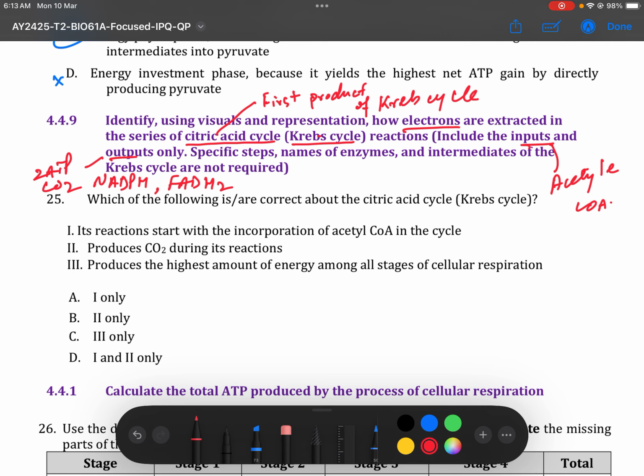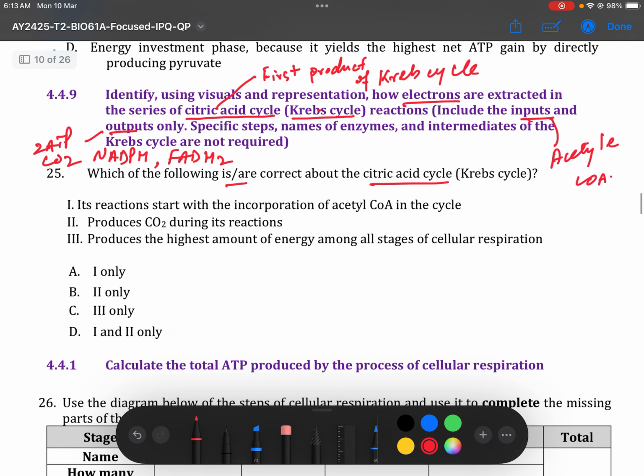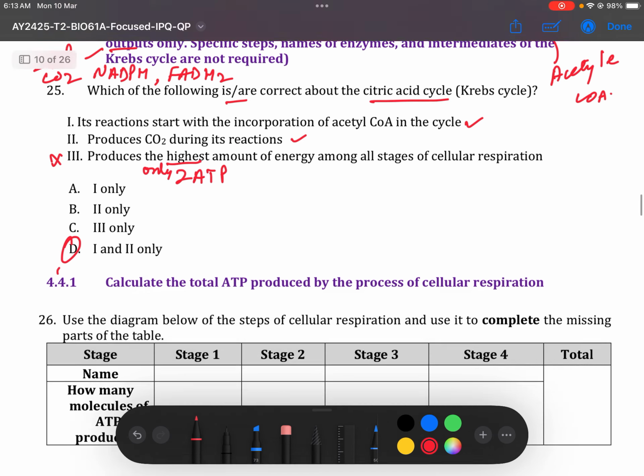That's the output. Which of the following is or are correct about the citric acid cycle? Its reaction starts with the incorporation of acetyl CoA. Yes, that's correct. Produces CO2 during the process. Yes. Produces the highest amount of energy. No, it produces only 2 ATP. So this is wrong. So 1 and 2 only.